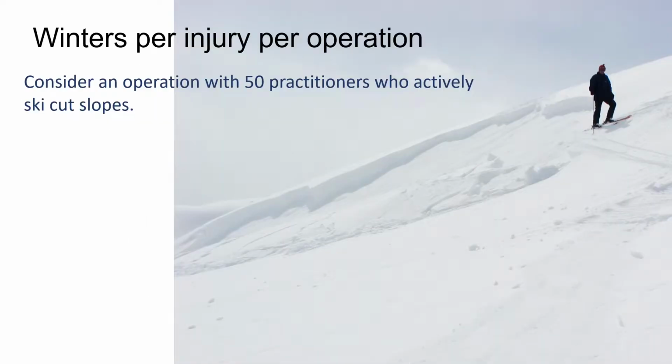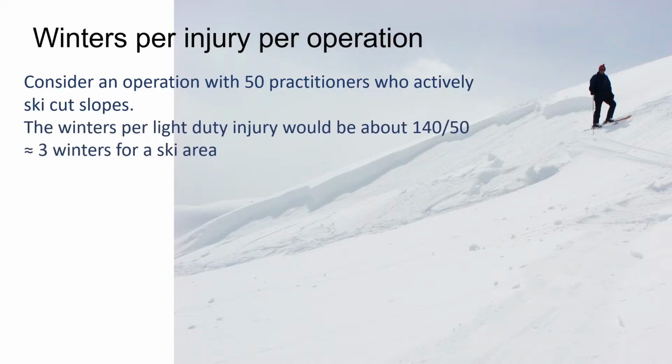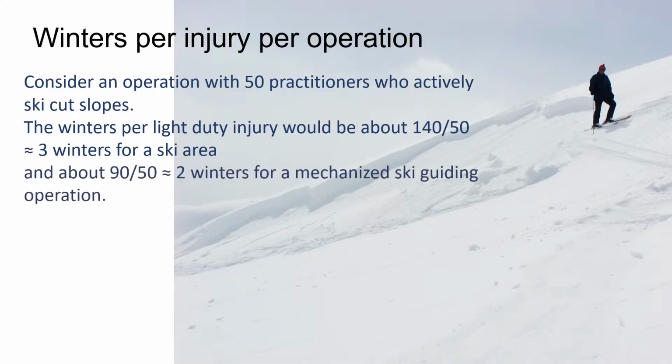Instead of winters per injury per practitioner, let's look at winters per injury per operation. The winters per injury within an operation can be roughly estimated by dividing the numbers in the previous graph by the typical number of practitioners in an operation who are actively engaged with ski cutting. Consider an operation with 50 practitioners who actively ski cut slopes. The number of winters per light duty injury would be about 140 over 50. So on average, there would be a light duty injury about every third winter for a ski area, and 90 over 50. So on average, there would be a light duty injury about every second year for a mechanized ski guiding operation.